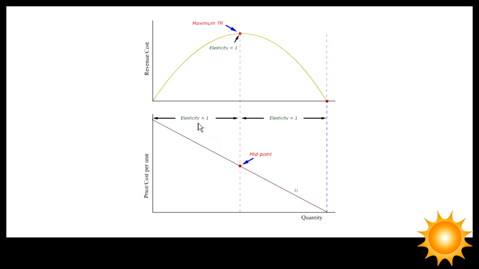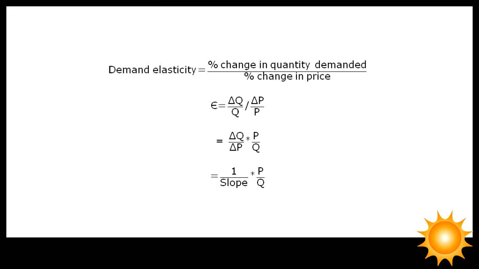To the left of the midpoint, demand is elastic. At midpoint, demand is unit elastic. To the right of the midpoint, demand is inelastic. As this equation shows, demand elasticity at any given point must take into account both the slope of the demand curve as well as the relative position of price charged and quantity demanded.